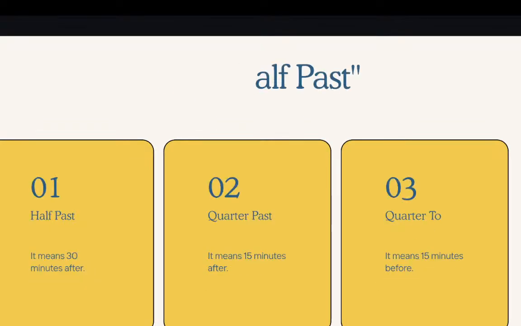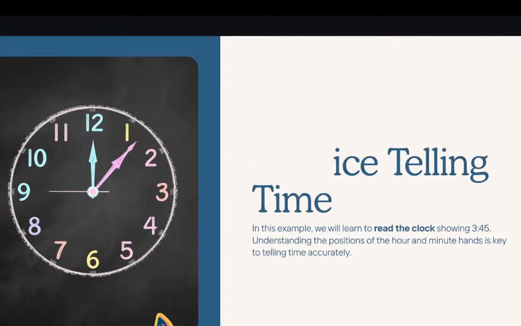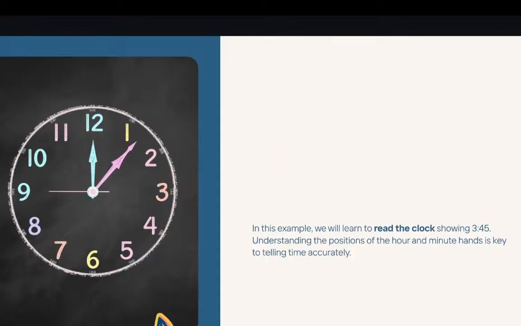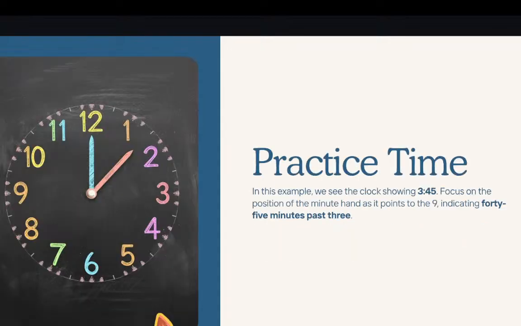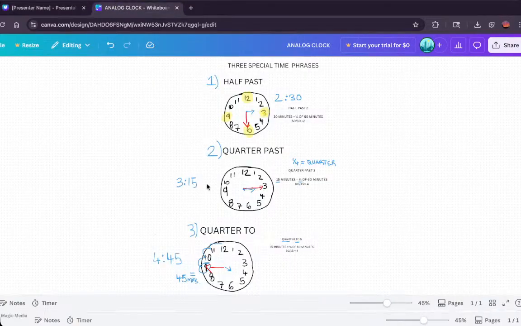So in this example, let's go back here. This is how we determine the final and exact time using both the hour hand and the minute hand. Okay, now let's practice over here.